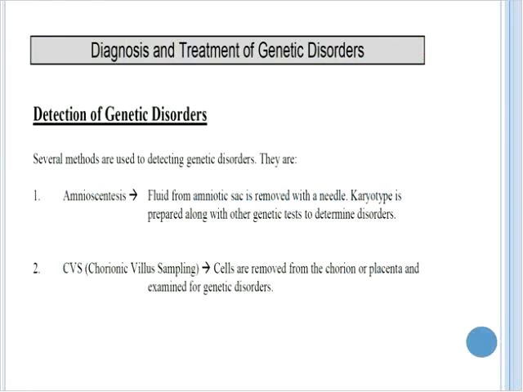In this clip, we'll be taking a more detailed look at diagnosis and treatment of genetic disorders. There are a number of different means by which genetic disorders can be detected. These include, firstly, amniocentesis. With amniocentesis, fluid is drawn from the amniotic sac with a needle. Following the drawing of the fluid, a karyotype is prepared along with other genetic tests to determine disorders.